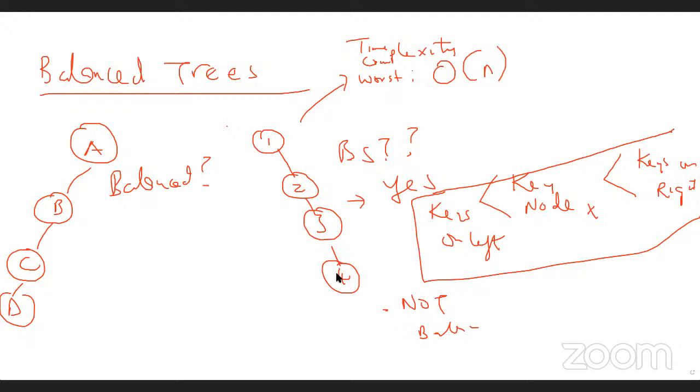Now, looking at this kind of tree, what does this tree remind you of? Something that we have learned in the past. A tree that looks like this. What does it remind you of? A linked list, yeah. So this tree is no better than a linked list. So this is not too good because our search takes this time.